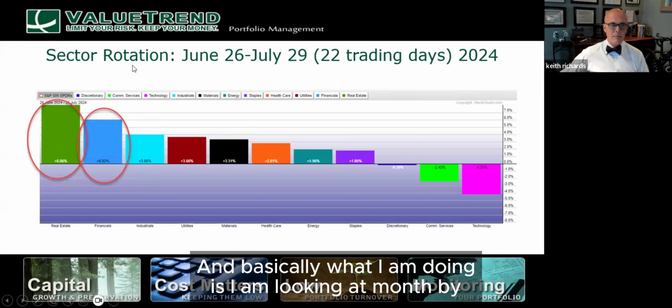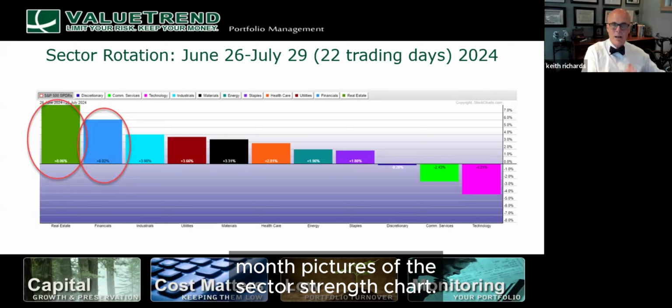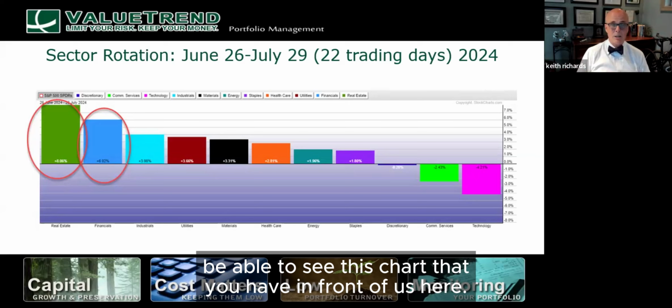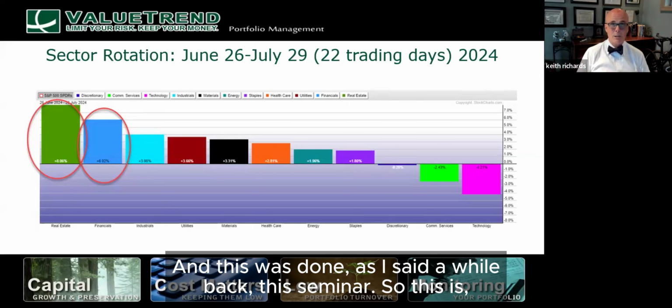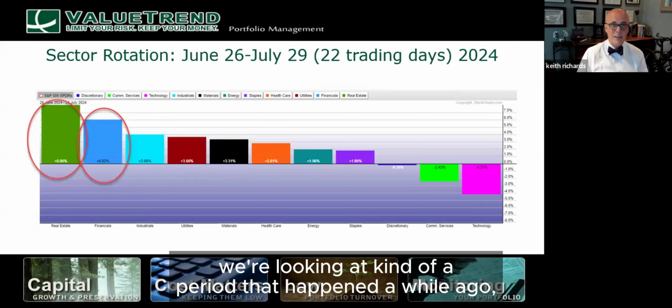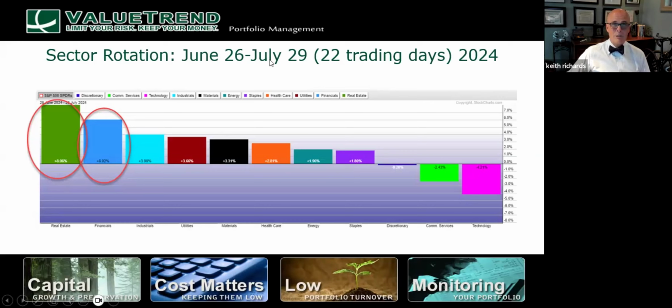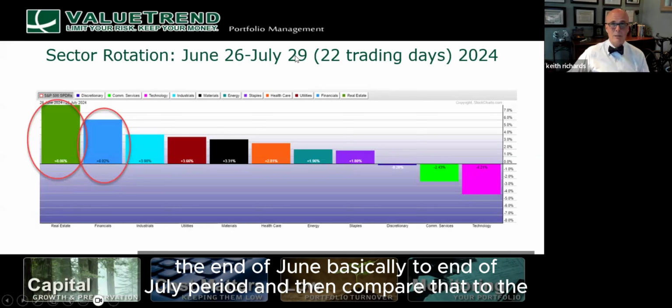Basically what I am doing is looking at month by month pictures of the sector strength chart. Now, you do have to subscribe, in this case, to stockcharts.com to be able to see this chart that you have in front of us here. And this seminar was done a while back, so we're looking at a period that happened a while ago. But at the time, I wanted to look at the end of June to the end of July period, and then compare that to the August period.